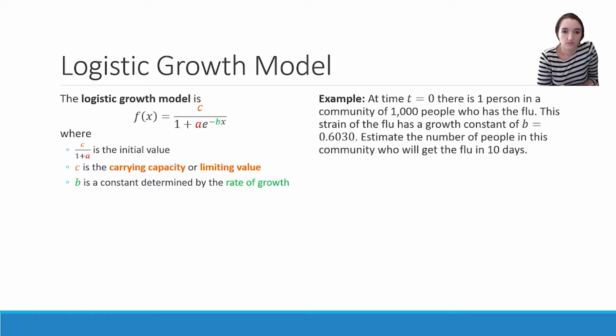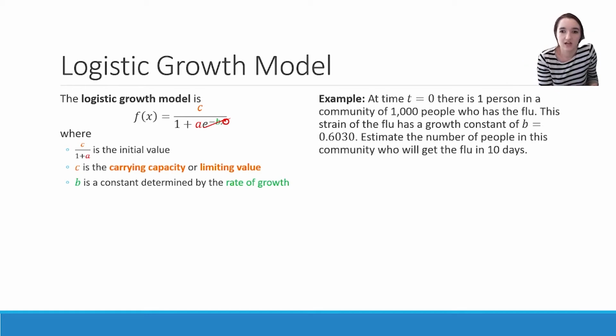So, logistic growth model is c over 1 plus a e to the negative bx. Our initial value ends up being c over 1 plus a. We can figure this out by simply plugging in 0, because that's what the initial value means. When I plug in 0, this just goes away. It's 1, so it's c over 1 plus a. Then c is called the carrying capacity or limiting value, and b is just some constant determined by the rate of growth, just like k was in the previous problems.